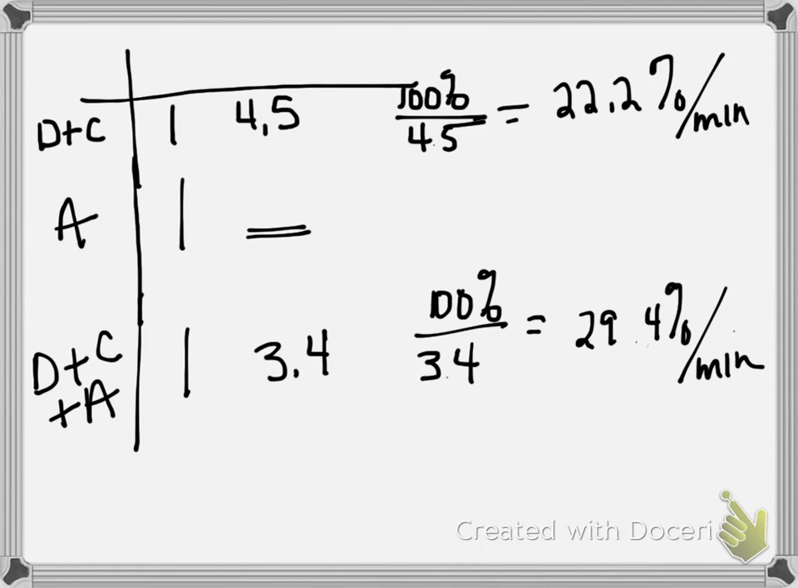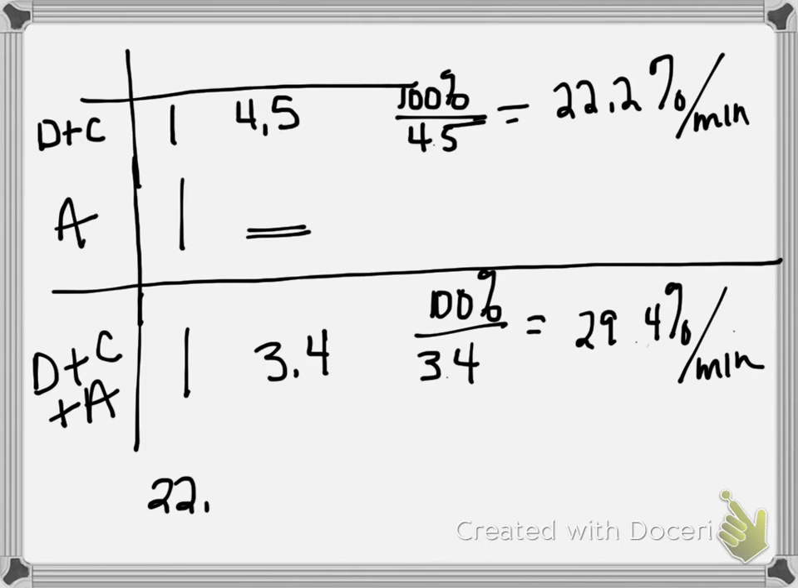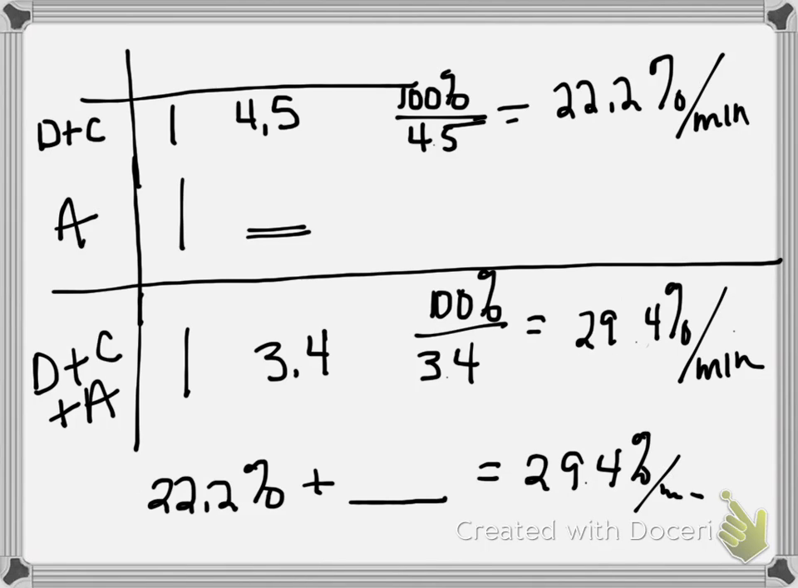Okay, so I have those rates, and now I can't average these two because I'm really asking that 22.2% their rate plus some other rate equals 29.4% per minute. Okay, so if I subtract those, 29.4 minus 22.2 is 7.2. That is 7.2% per minute. Okay, so that's my x in this case.